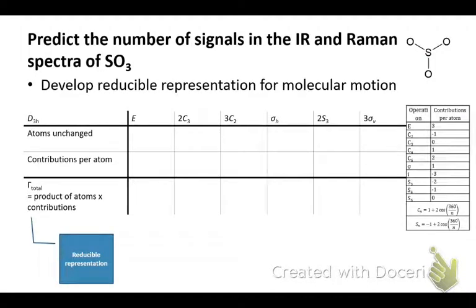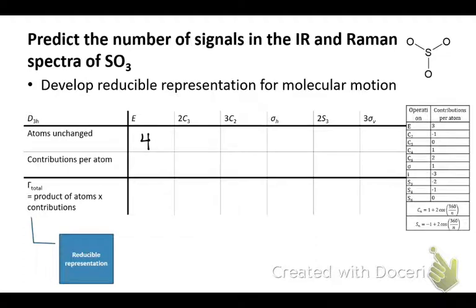Okay, so this part is probably new for you. Our goal is to develop a reducible representation for molecular motion. The way we do that is to think about each of the symmetry operations in the D3h point group. That's why we needed to determine the point group. And decide how many of the atoms are unmoved, unchanged, when each of those operations is performed. Okay, so let's start with the E operation. So if we pick the molecule up and set it back down, all 4 of the atoms remain unchanged. So we'll put a 4 in that box.